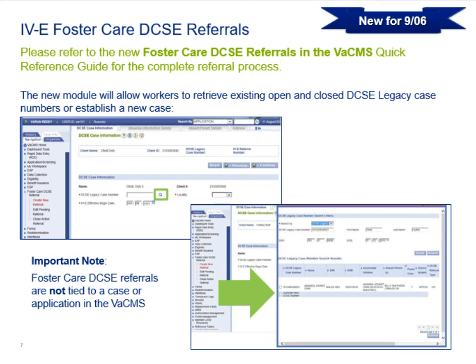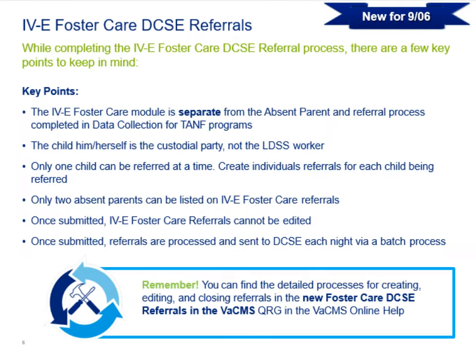You will be able to retrieve existing and open and closed DCSE legacy case numbers through a search. So anytime you are using this referral, you do need to make sure that you click on the magnifying glasses next to these DCSE legacy case number fields. That will then enable a pop-up box that will show search results for the individual entering. So if they have a legacy DCSE case number, they'll be able to pull that over. That's very important for any individuals that you're adding referrals.